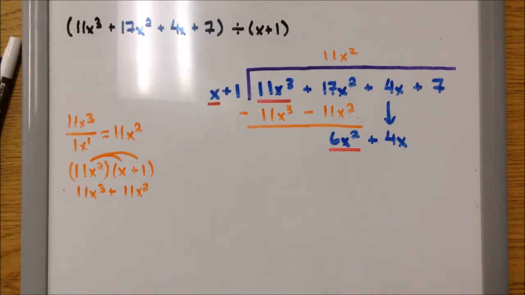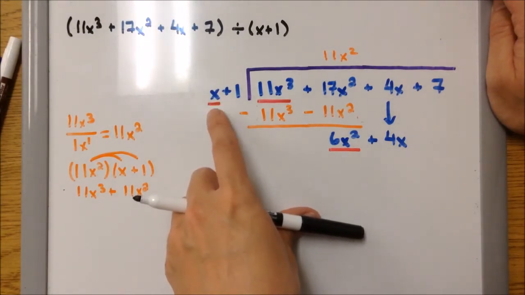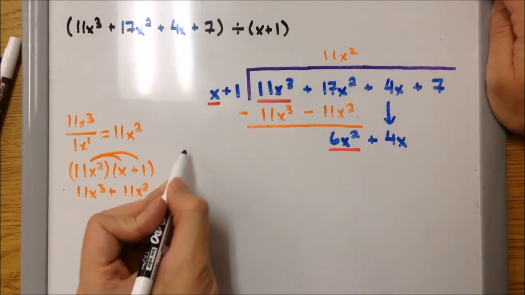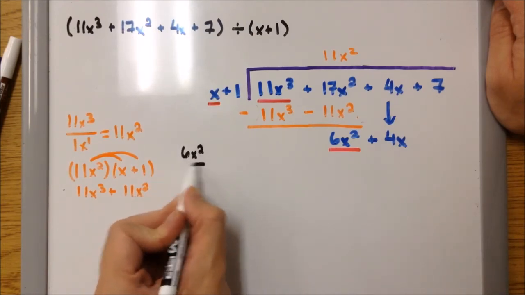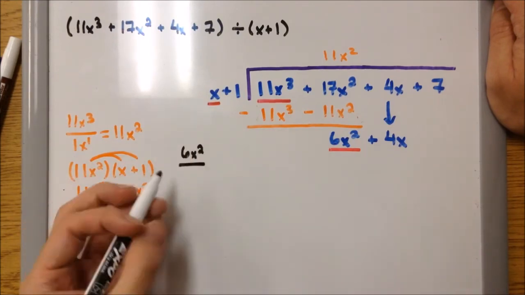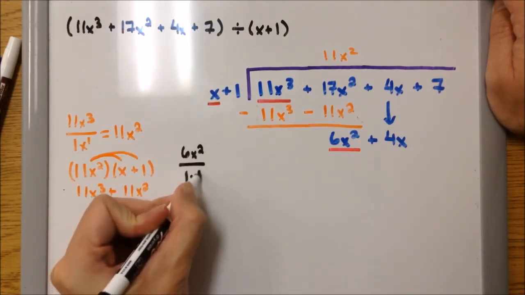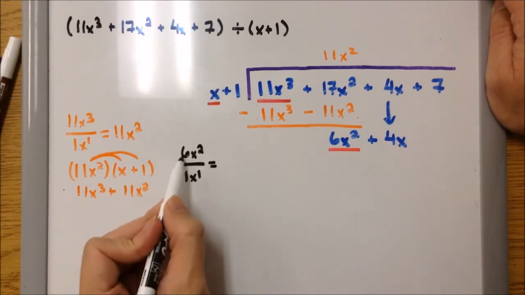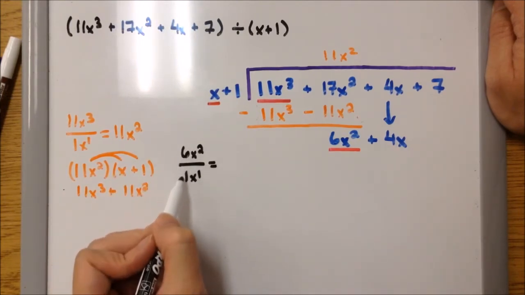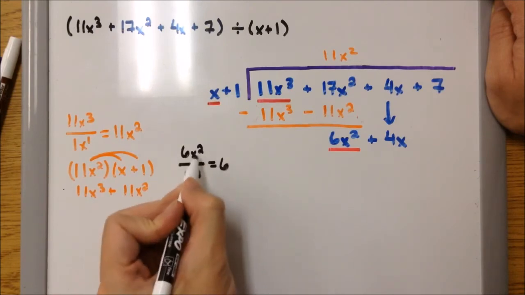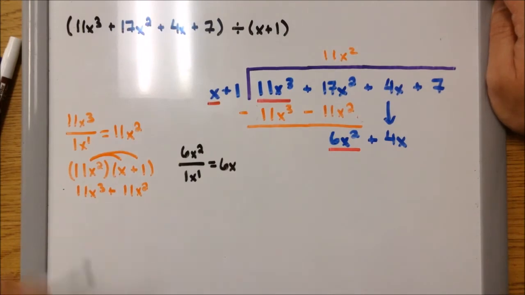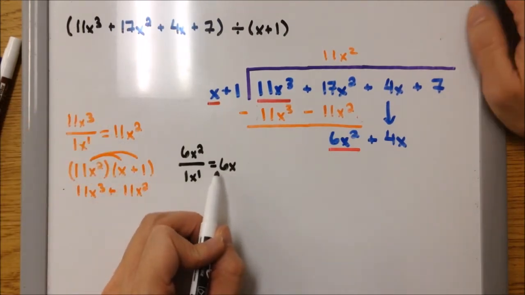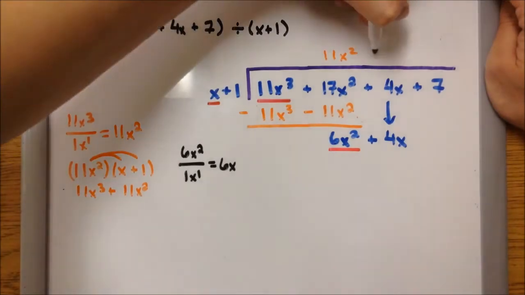So basically, I'm just asking how many times x can go into 6x squared. So I'm going to write right here, 6x squared divided by this x. I can simply write 1x to the 1 power. If we just focus on the coefficient only, 6 divided by 1 is just 6. And x squared divided by x to the 1 power is just x. So that means I'm going to write a positive 6x here. So plus 6x.